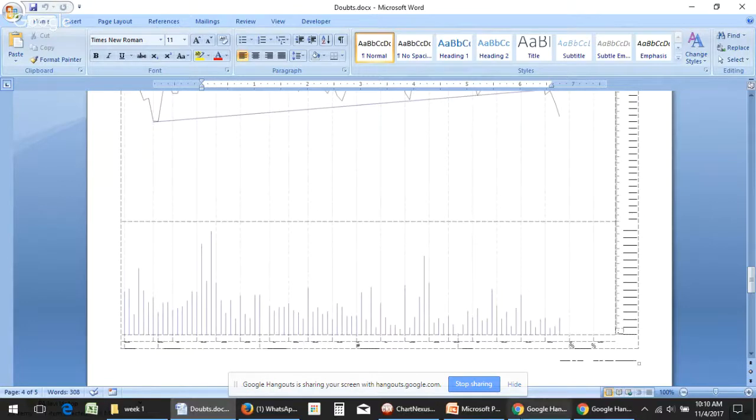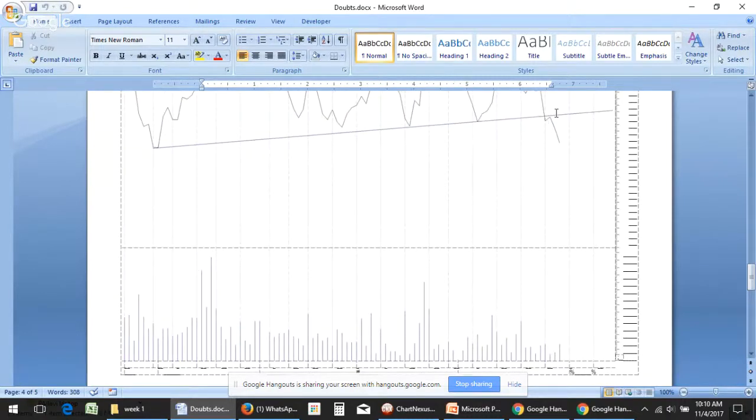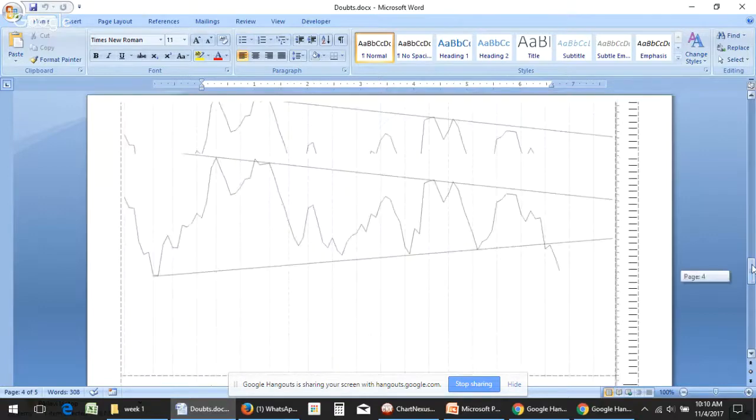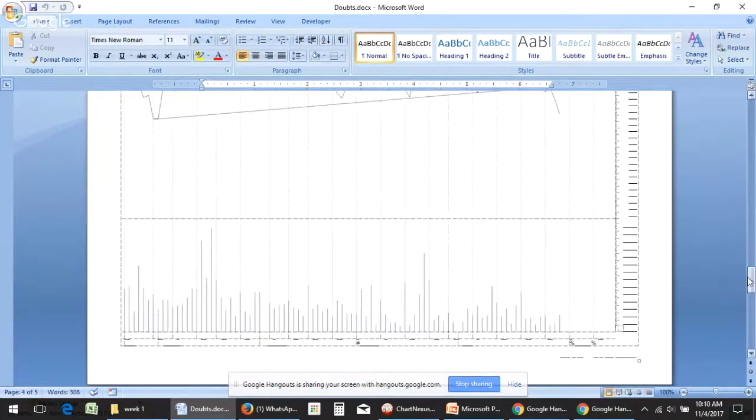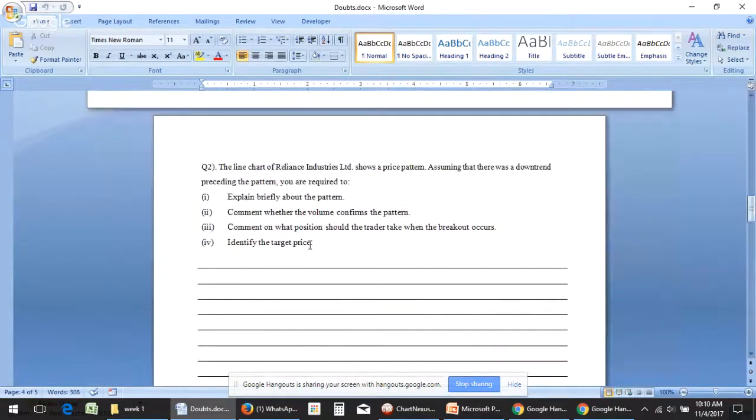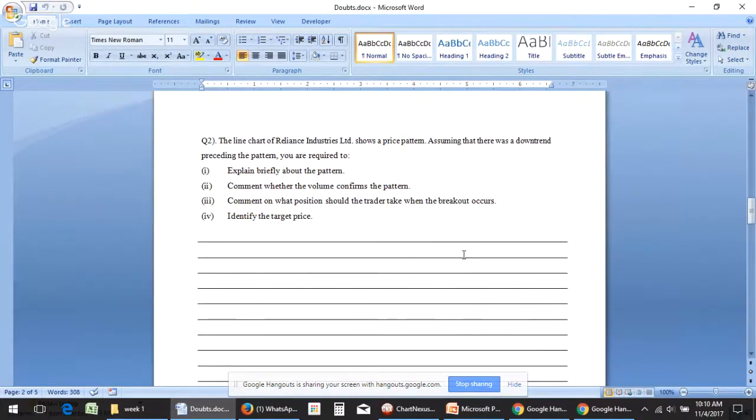All right, sorry about that. I didn't want to keep coughing. So, as I was saying, the volume here really doesn't confirm the breakout. So I wouldn't be surprised if this is a false breakout. But at this point, just going by the pattern, it does look like a breakdown, but the volume doesn't support it. Comment on what position the trader should take when the breakout occurs.